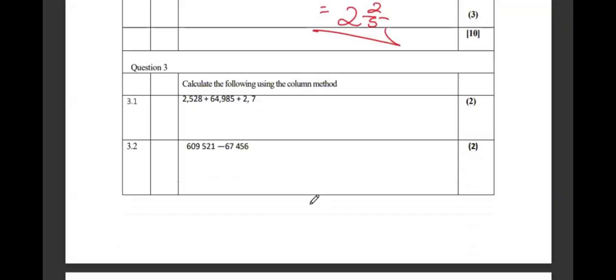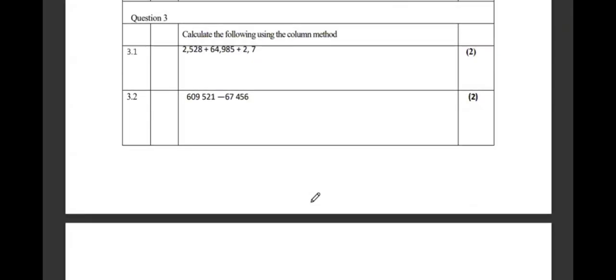Okay. Then 3, they want us to calculate using the column method. So column method, we have to arrange everything according to the decimal positions. So this is a 2, 5, 2, 8. And then we have a 64, 9, 8, 5. And then lastly, we have a 2, 7. And then you plus that. Just arrange it. Let the comma be in the same position. Then whatever you don't have there, just put a 0.